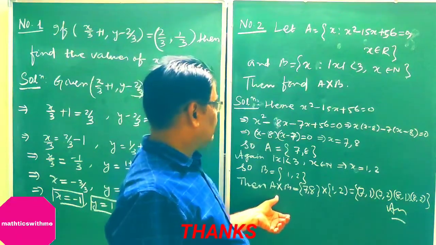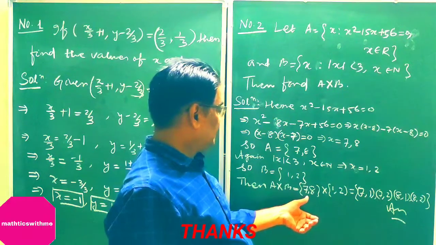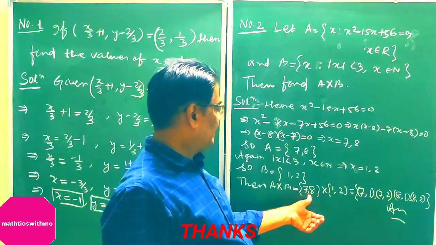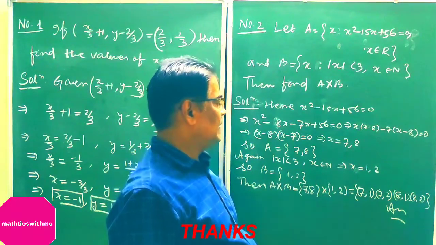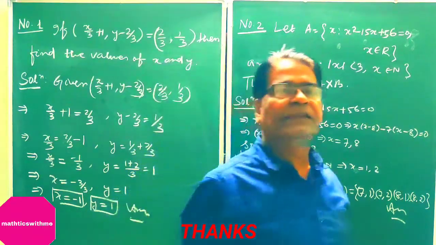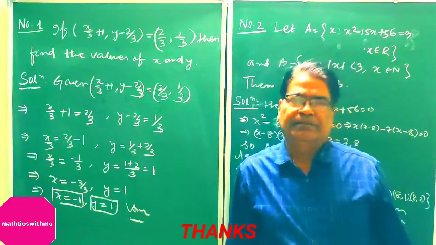Now we have to find A cross B. So A cross B is the cross product of {7, 8} with {1, 2}: (7, 1), (7, 2), (8, 1), (8, 2). Answer. With this, the topic for today's class is completed.